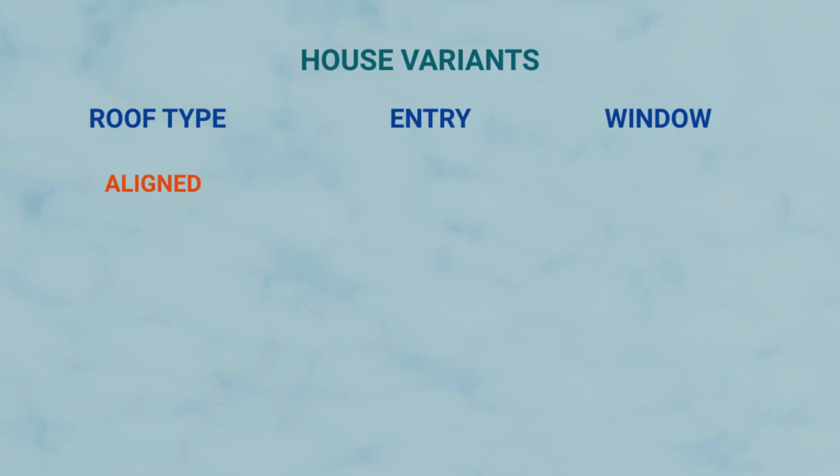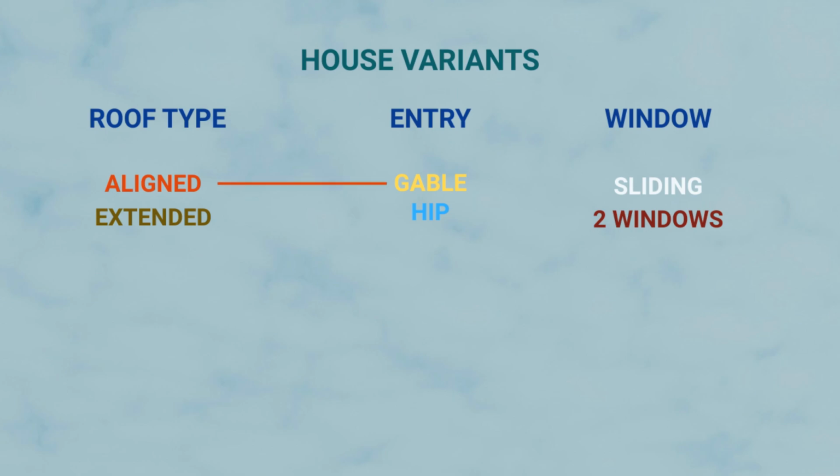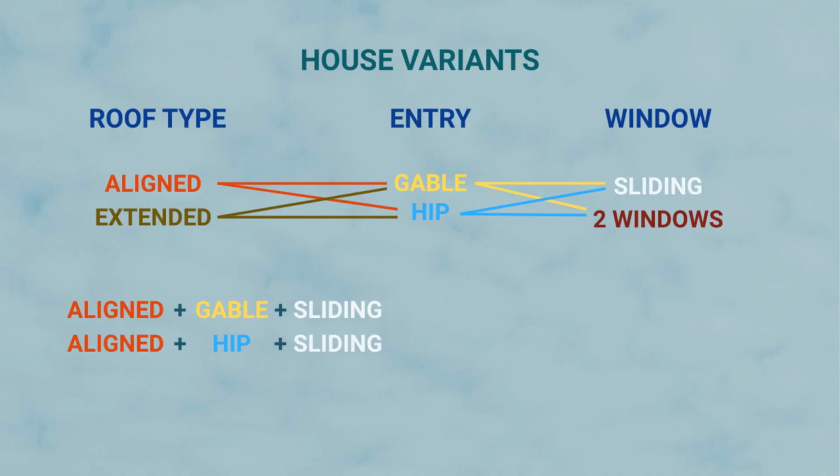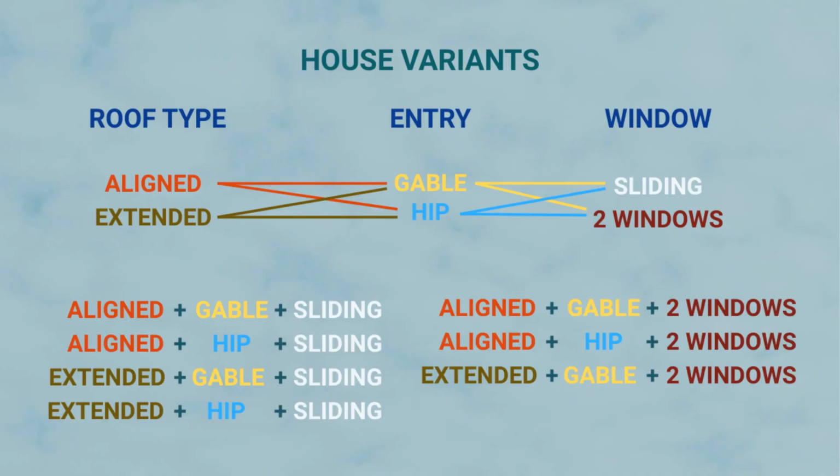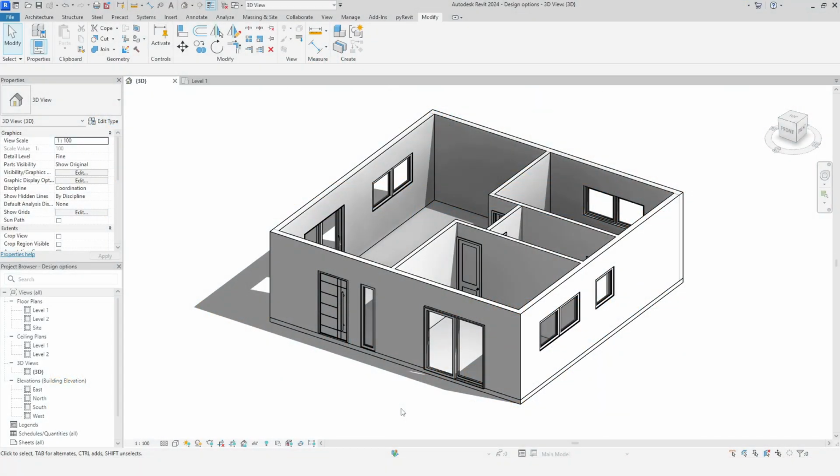We have three changing elements: roof type, entrance, and window. In our case, we have 2 roof variants, 2 entrance variants, and 2 window variants. According to combinatorics, the total number of options is calculated by multiplication. 2 times 2 times 2 is equal to 8. This means that within one design option set, we must create 8 options in total, each representing a unique combination of roof, entrance, and window. Now let's create this set and enter all these options.